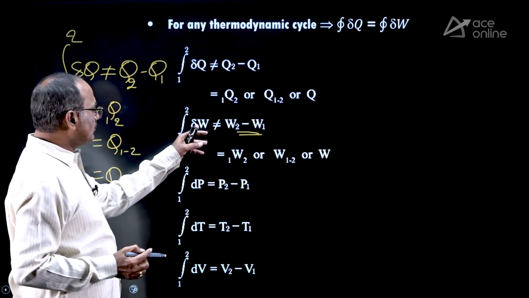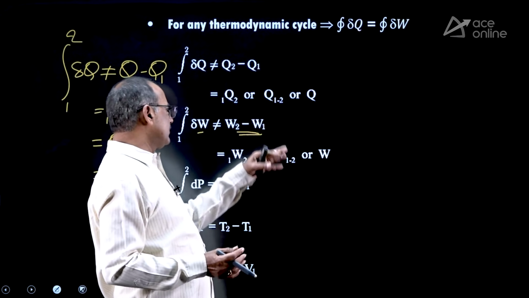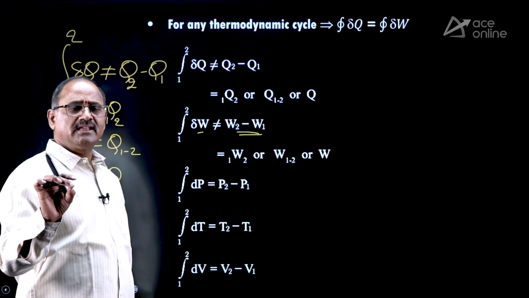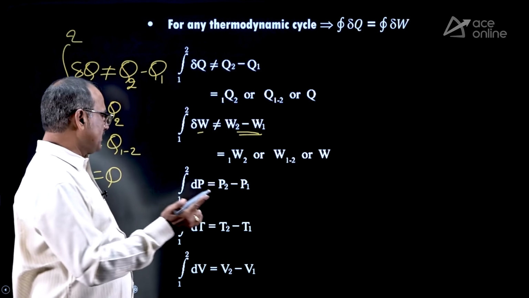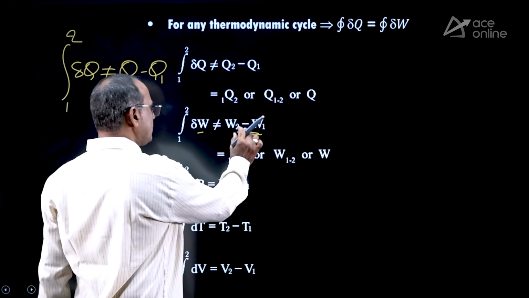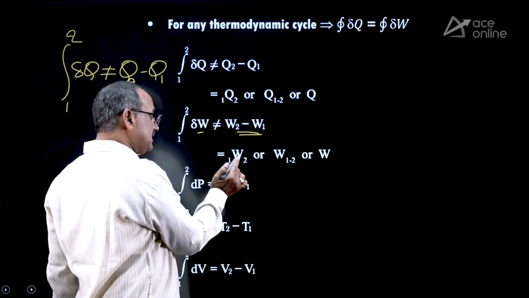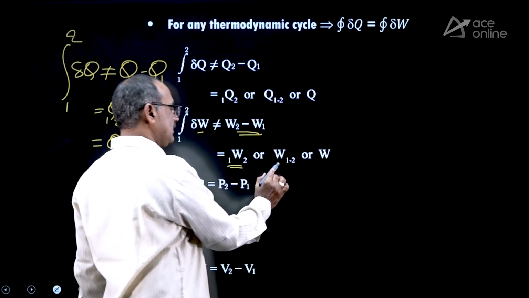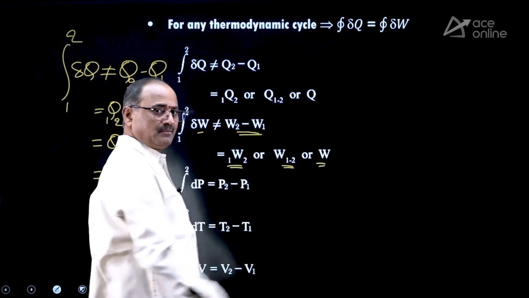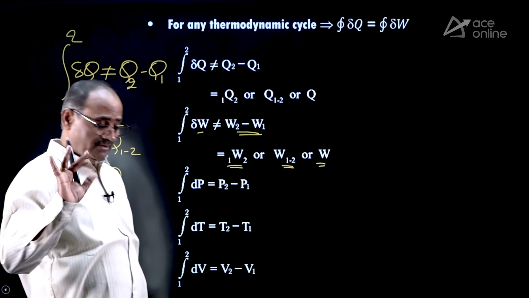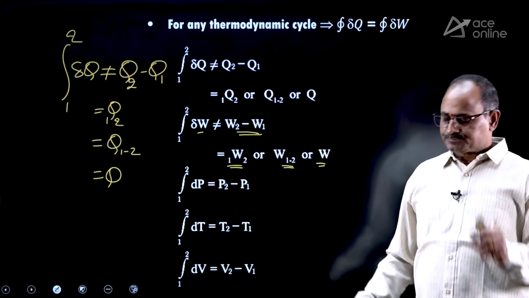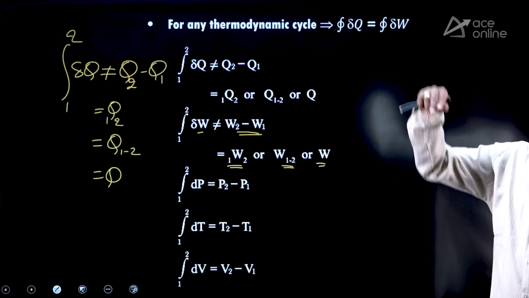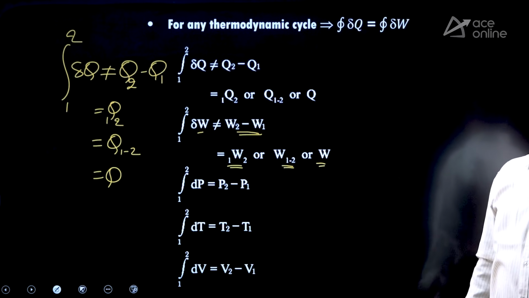Similarly, integral 1 to 2 del W cannot be written as W2 minus W1, because work depends not only on the initial and final state, but also on the route followed by the process. Therefore, it should not be written by their difference, but it can be written as W1 to 2 like this, or W1 to 2 like this, or simply W. Because work depends not only on the initial and final state, but also on the history of the process or the path followed by the process, right?